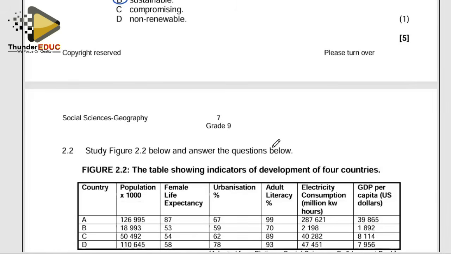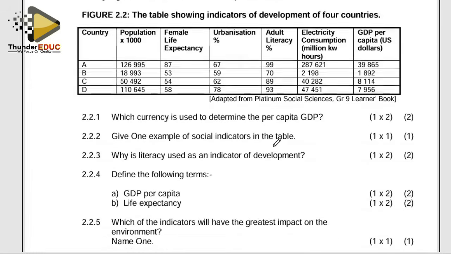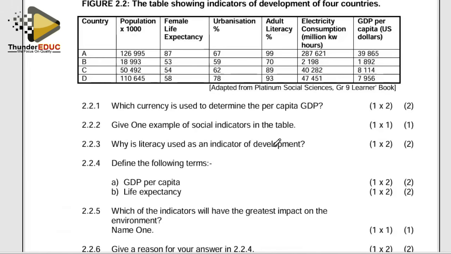Right. That takes us to the end of question number 1.1. 2.1, we go to 2.2. Right. 2.2 gives us a table showing indicators of development of 4 countries. There is A, B, C, D, and the population in thousands is indicated there. Then female life expectancy is also indicated there, 87, 53, 54, 58. Then a rate of urbanization in percentage, 67, 59, 62, 78. Then adult literacy, 99, 78, 9, 93.